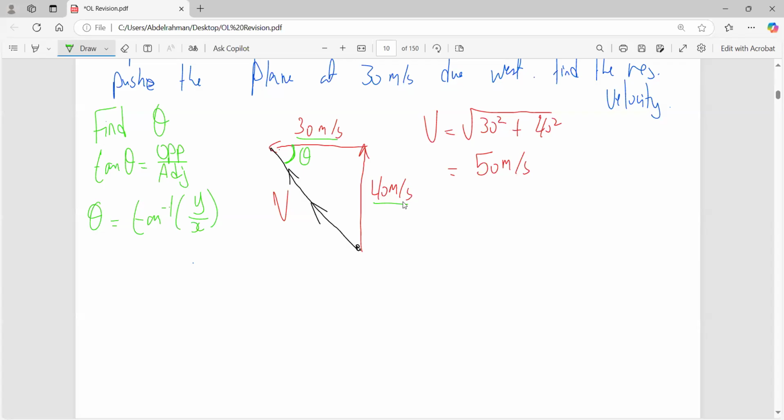Can you find the theta? Yes, you can find theta. Let me calculate it. Theta equals tan inverse 40 over 30. Tan inverse 40 over 30 is how much? 53 degrees, right? Yes, 53 degrees. Okay, 53 degrees.